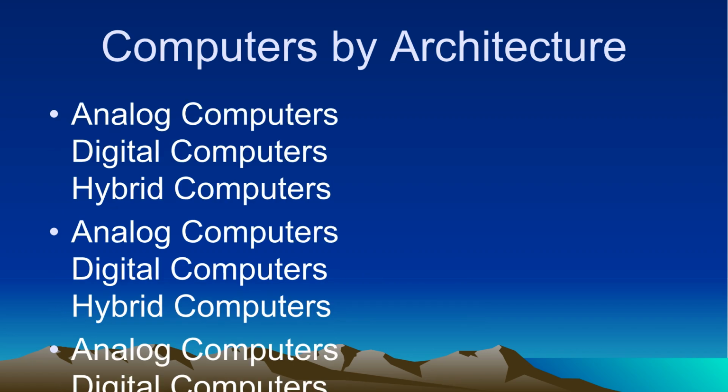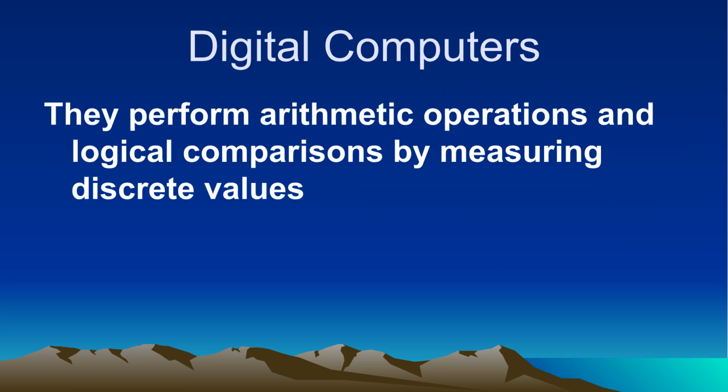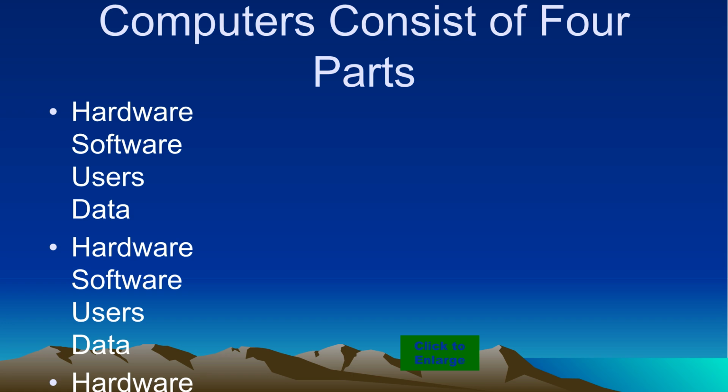Classification by architecture includes analog computers, digital computers, and hybrid computers. Analog computers perform operations by measuring changes in physical magnitudes, such as pressure or temperature changes. Digital computers perform operations by measuring discrete values. Computers consist of four main parts: hardware, software, users, and data.